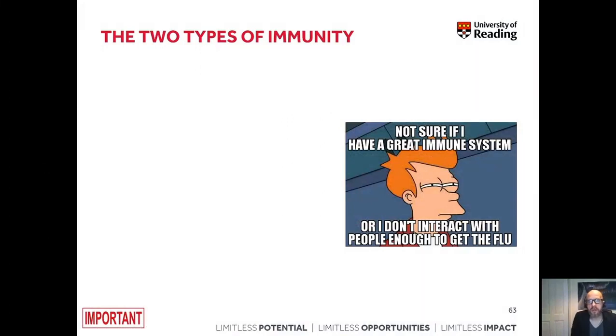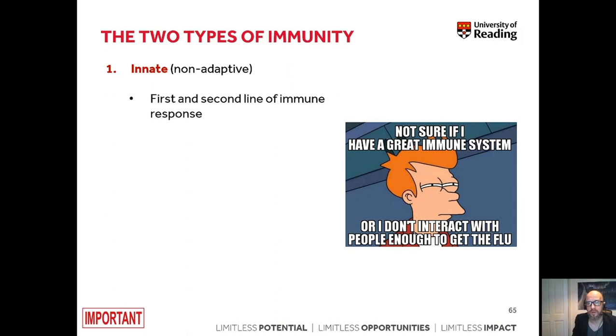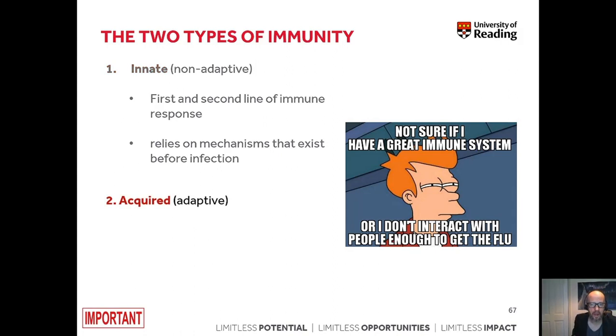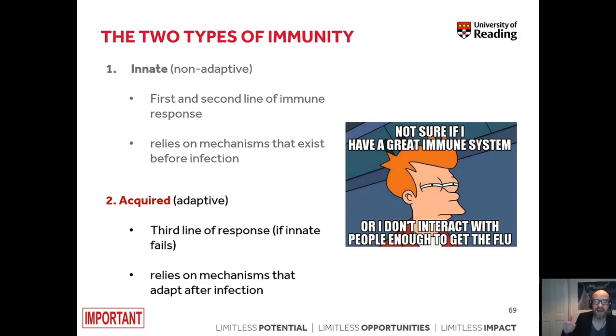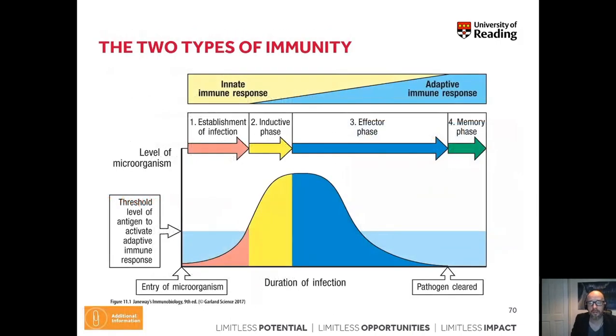The immune system can be divided into two major parts, and the first type of immunity is the so-called innate immune system. This immune system is also referred to as the non-adaptive immune system. It represents the first and second line of immune response and also relies on mechanisms that exist before the infection is established. In contrast, the acquired or adaptive immune system is the third line of response if the innate immune response fails, and it relies on mechanisms that adapt after the infection is established.